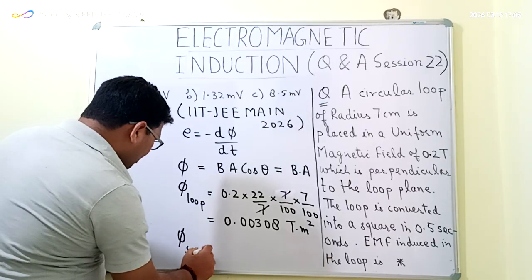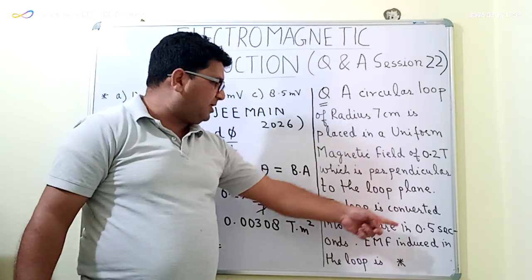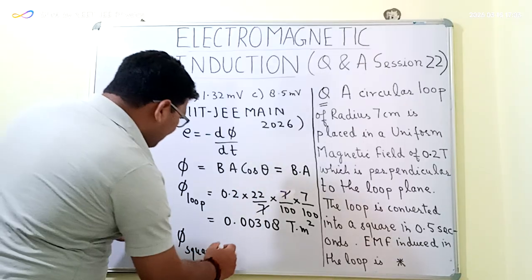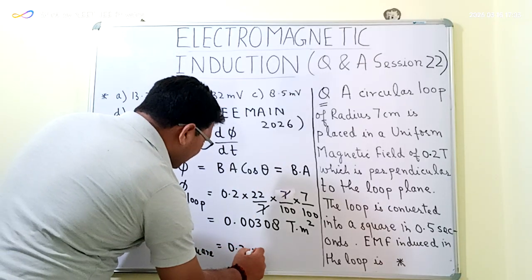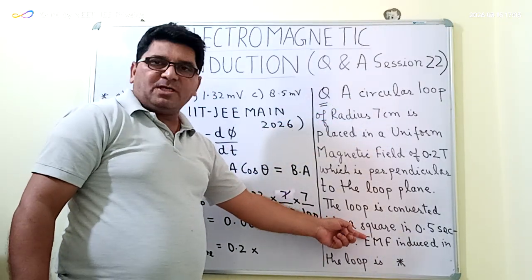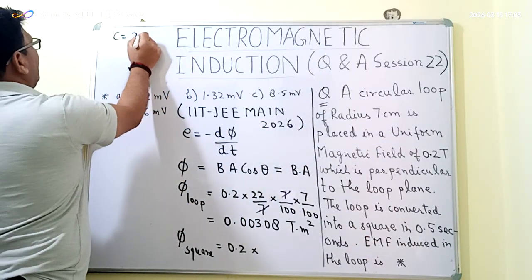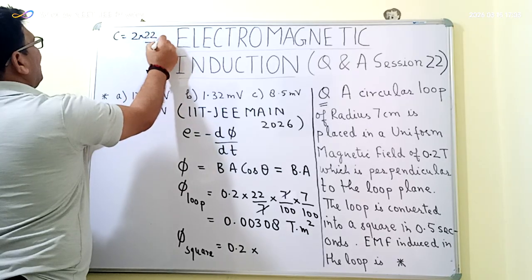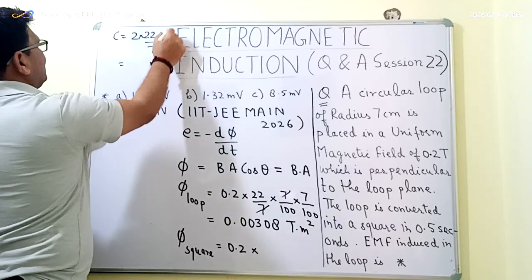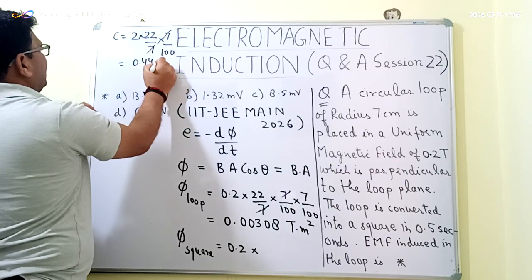Now the flux which is associated with the square: this circular loop is converted into the square in 0.5 seconds. So the flux associated with the square will be equal to 0.2 into the area of the square. Now this circular loop is converted into a square, so first of all, we will find the circumference of the circular loop. The circumference is equal to 2 pi r, 2 into 22 by 7 into r. R is 7 centimeters, so I have converted into meters. So this is equal to 44 by 100, which is equal to 0.44 meters.